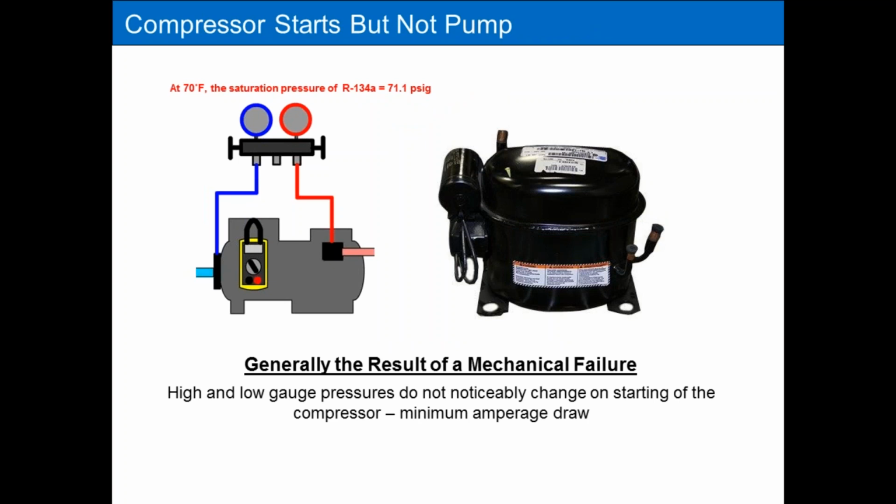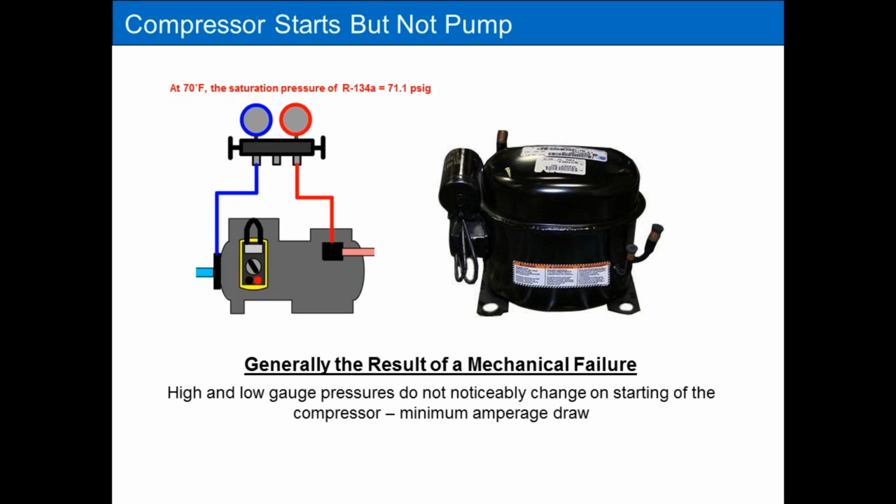Now, if your compressor starts but doesn't pump, so it's drawing current, my ammeter is telling me I'm drawing current, and my discharge line is room temperature, it could be that the compressor is not pumping, or it could be a loss of refrigerant. So I'm going to put my gauges on, right?